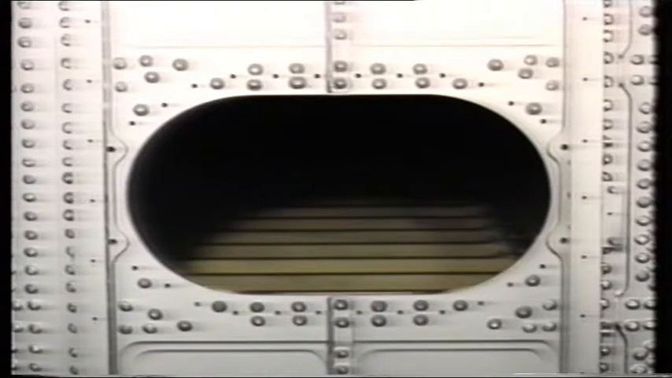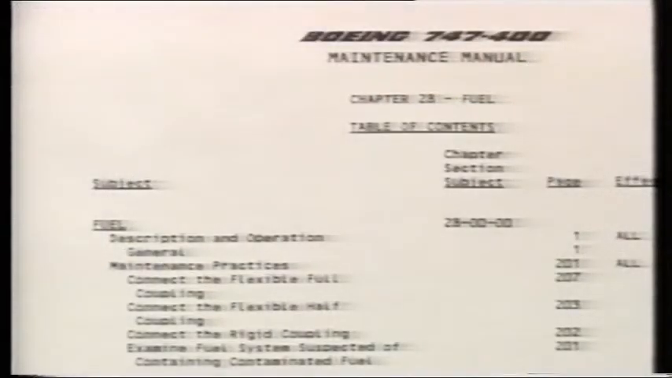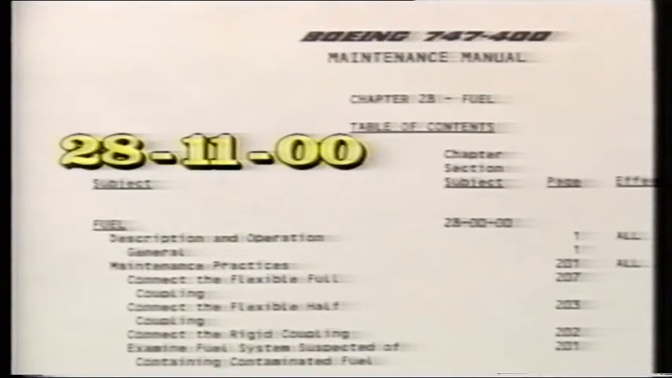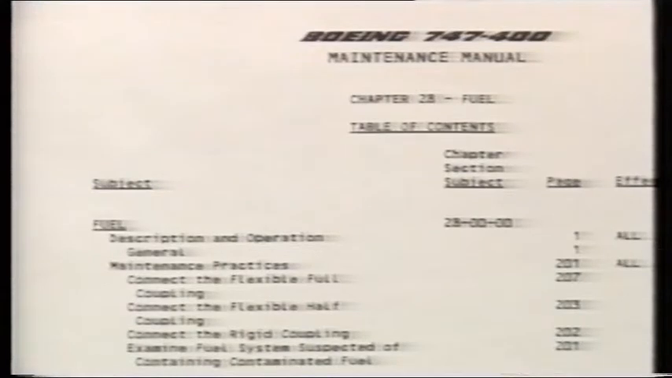To gain entry to the center tank, remove the wing to body fairing, and then remove the tank access panel. A panel in the front spar of the horizontal stabilizer allows entry to that tank. When entering a fuel tank, always consult Chapter 28, Section 11 of the Boeing Maintenance Manual for warnings, cautions, and procedures. No one should be allowed entry to a fuel tank without being monitored by safety personnel outside the tank.